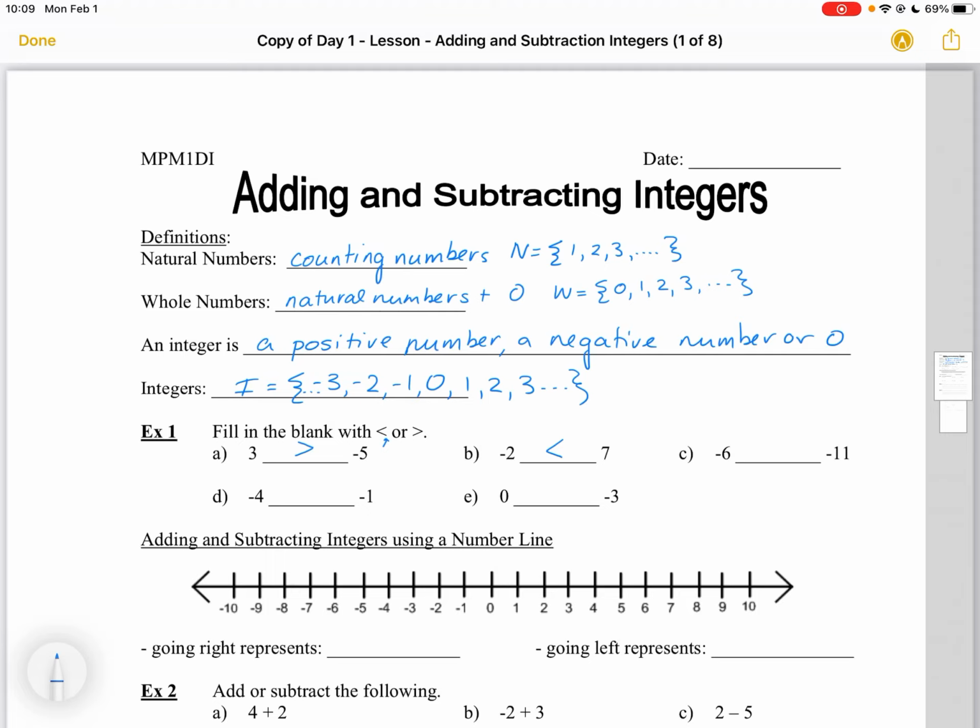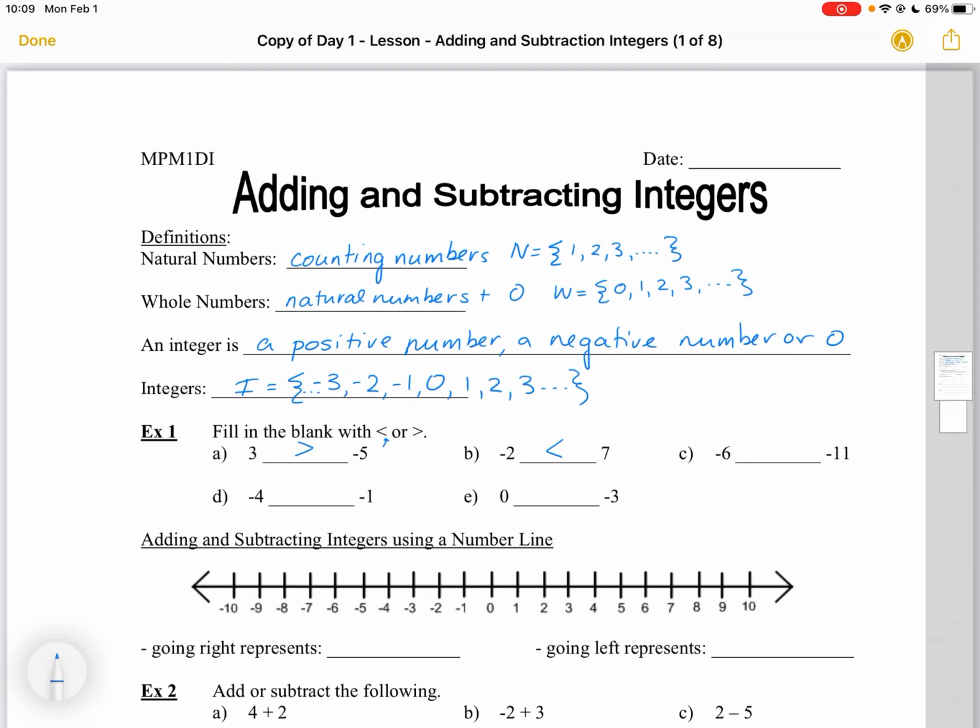Okay? An integer is a positive number, a negative number, or 0. There are no decimals and no fractions. Integers we usually represent with an I, and they go from negative infinity to 0, and then up to positive infinity.